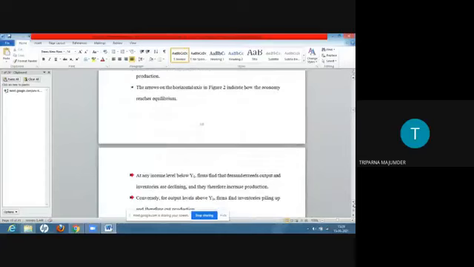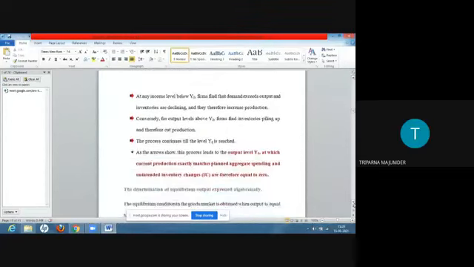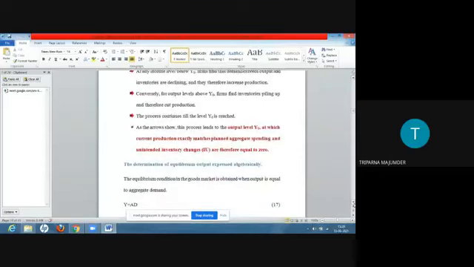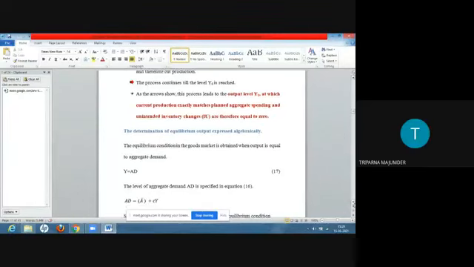So this is how we get the equilibrium income and output. We have already talked about why we use income and output interchangeably in our previous classes. Now, the equilibrium condition in the goods market is obtained when output is equal to aggregate demand.